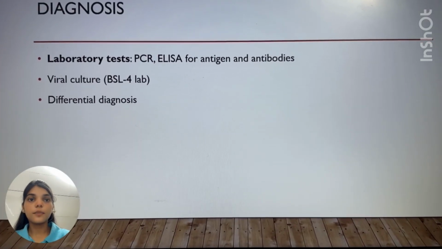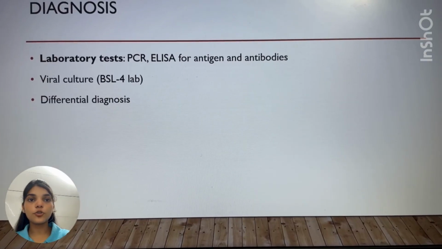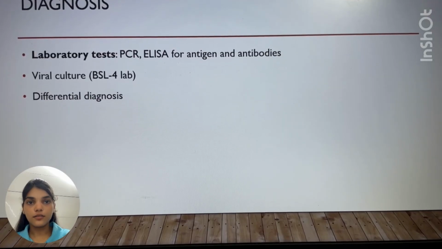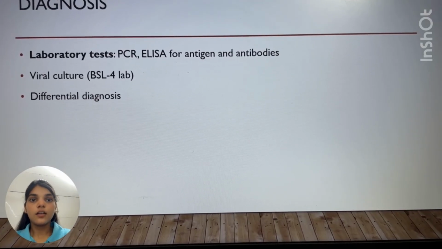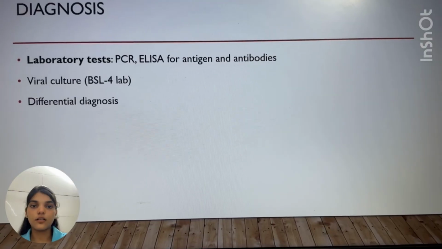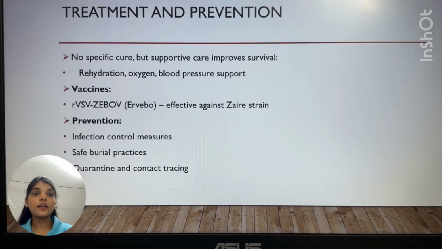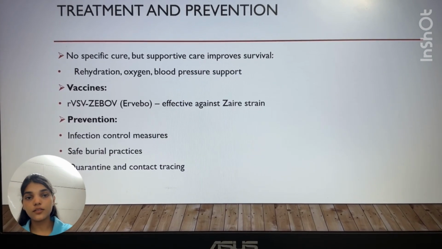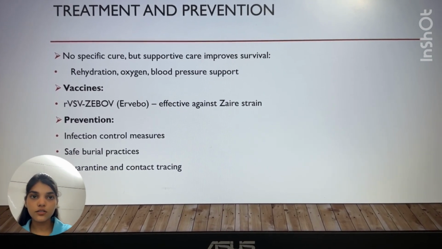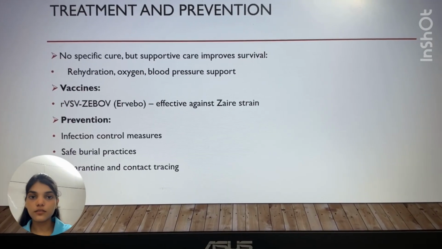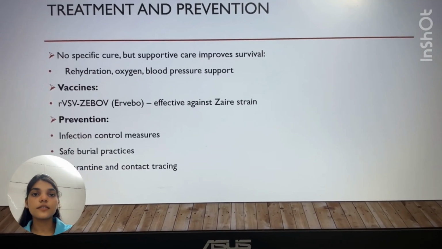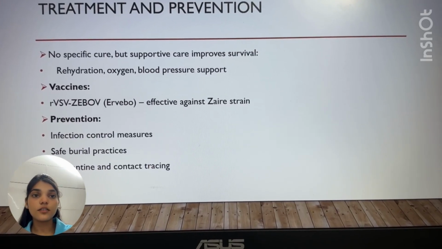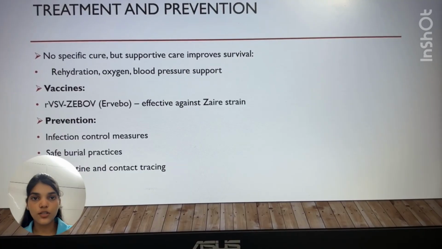Now we are understanding the diagnosis of Ebola virus. Laboratory tests: PCR, enzyme linked immunosorbent assay for antigens and antibodies, viral culture in a BSL-4 lab, and differential diagnosis. Now, treatment and prevention of Ebola virus. There is no specific cure but supportive care improves survival: rehydration, oxygen, blood pressure support. Vaccines are given to people affected by Ebola virus. This vaccine is effective against the Zaire strain.